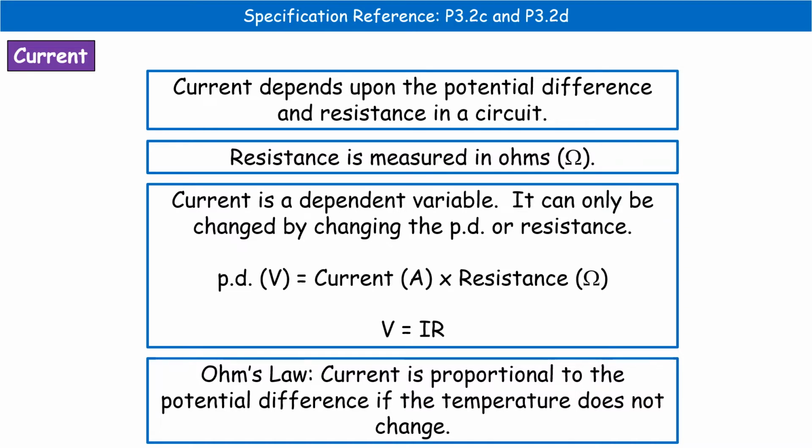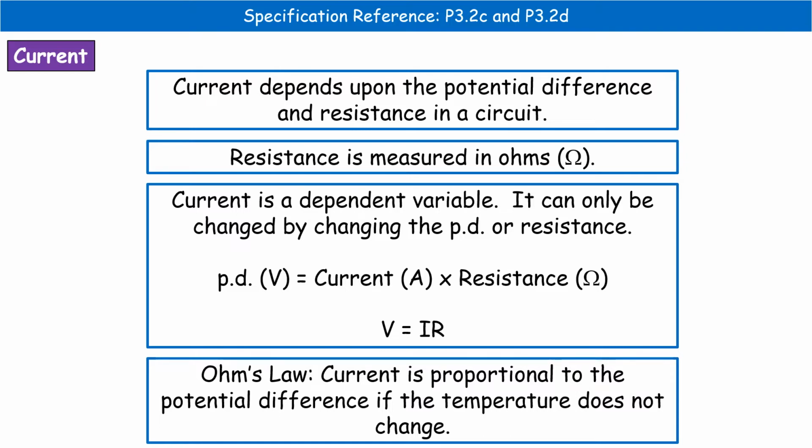Now, first thing, resistance is measured in the units of ohms, which has that weird alien head shape symbol to it. It's actually a Greek letter, but it looks kind of like an alien. Now, what we find here is current is a dependent variable. That just tells us that the only way we can change the current is by changing either the potential difference or the resistance. You can't change the current directly. You've got to change either potential difference or resistance in order to change our current.